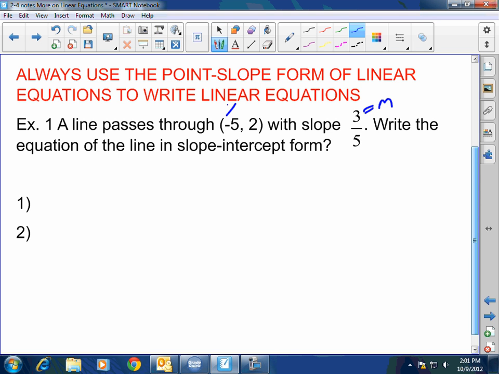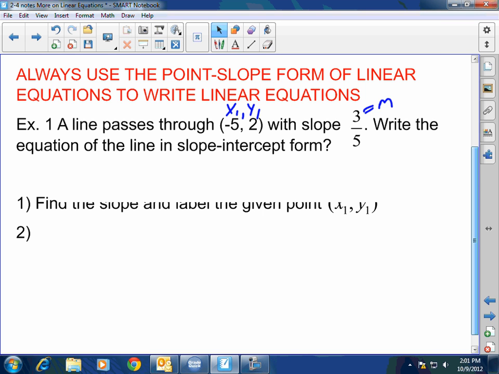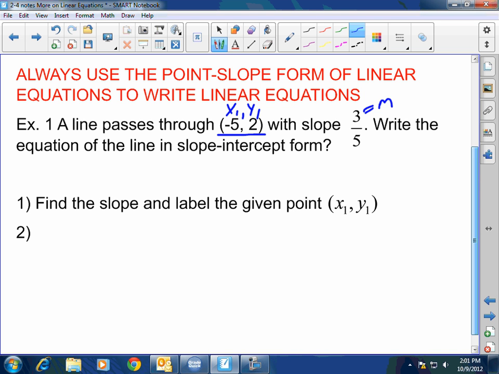You know they gave you an x1 and a y1. So step 1, find the slope and label the given x1, y1. I already did that. The slope is 3/5. They told you in this particular case. And the line passes through -5, 2. That's the point, the given point that they gave you. If they gave me 2 ordered pairs, how would I find the slope then?